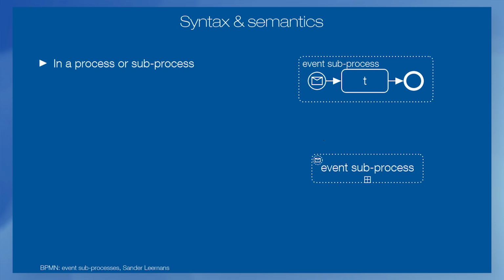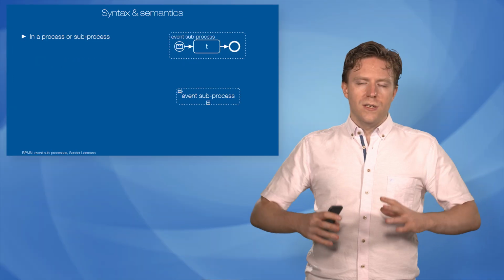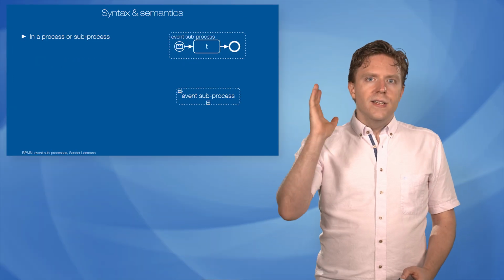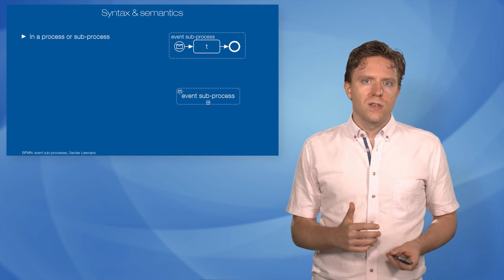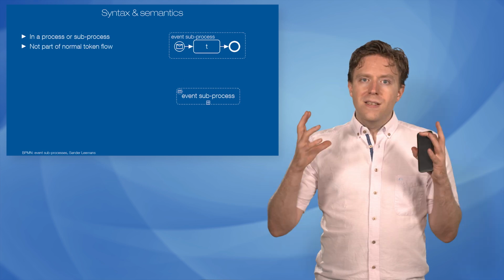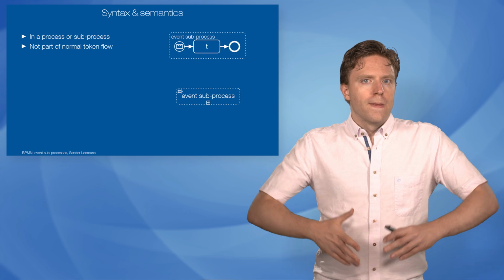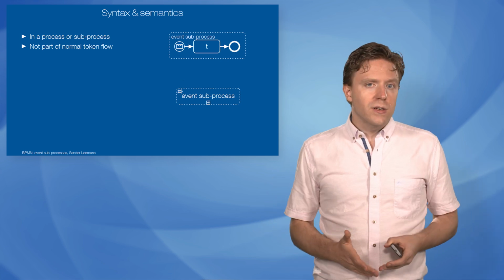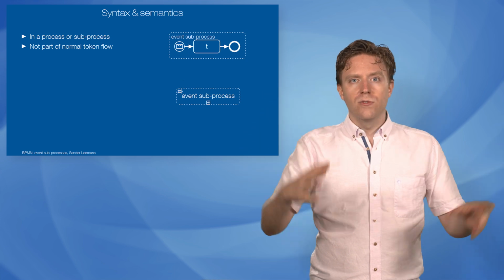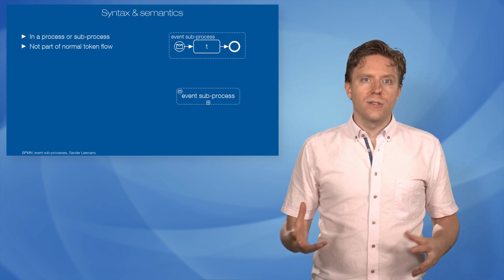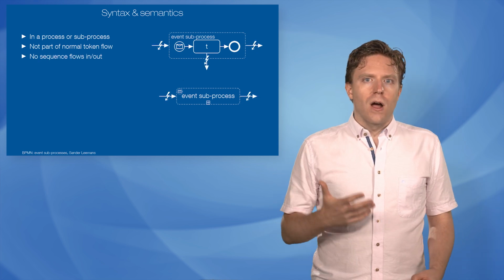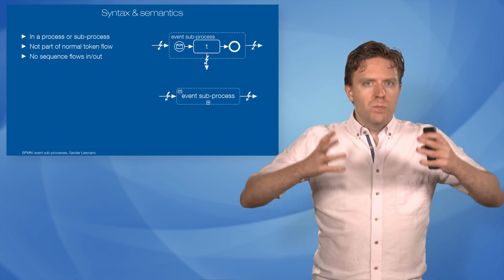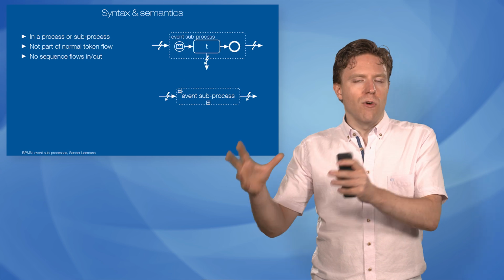Let's look a bit more in detail. This needs to live in a process or a subprocess. As I already mentioned, during the entirety of that process or subprocess, whenever the trigger happens, this event subprocess will be executed. It is not a part of the normal token flow. Where a normal subprocess or task or any other activity must have an incoming and an outgoing sequence flow, an event subprocess cannot have that. So no sequence flows are coming in or out of an event subprocess. It's purely to handle that trigger and then move on.